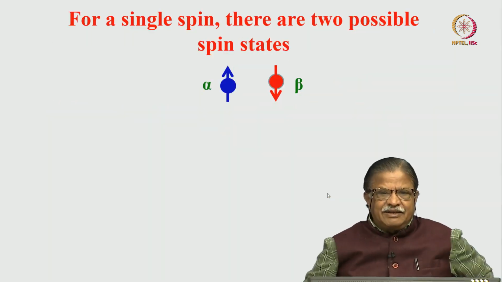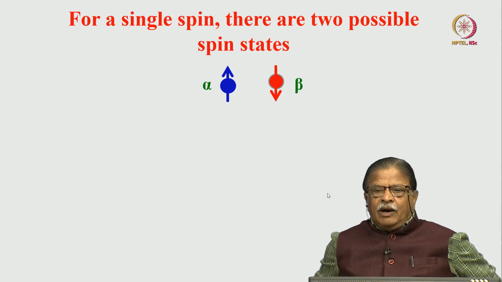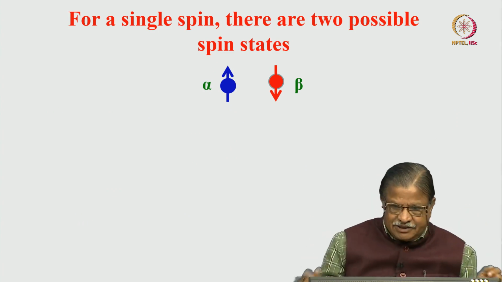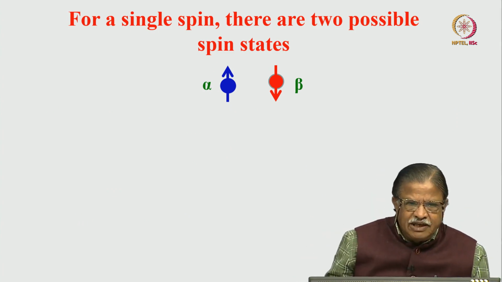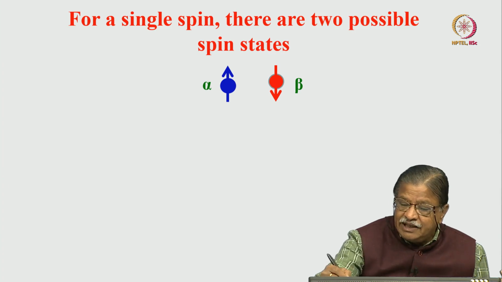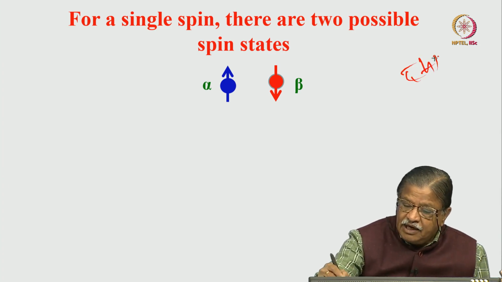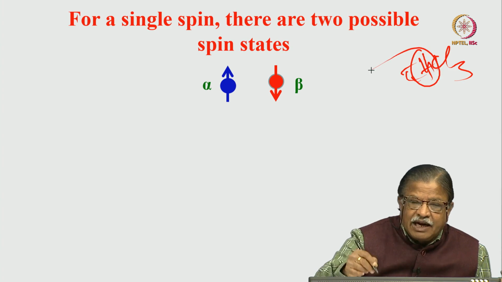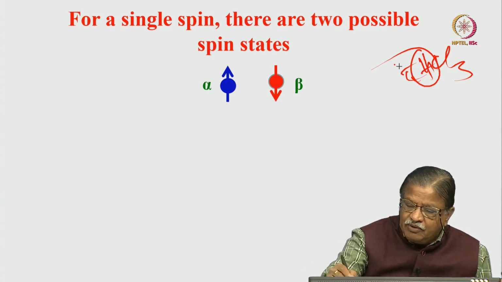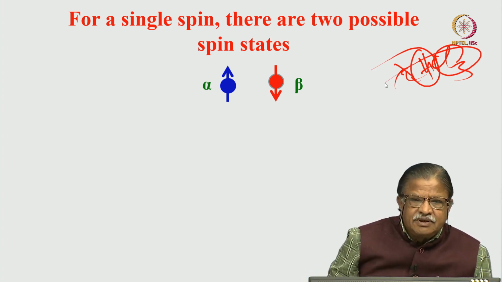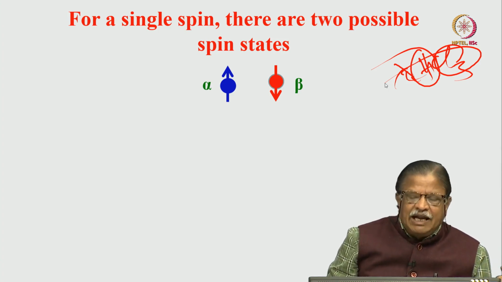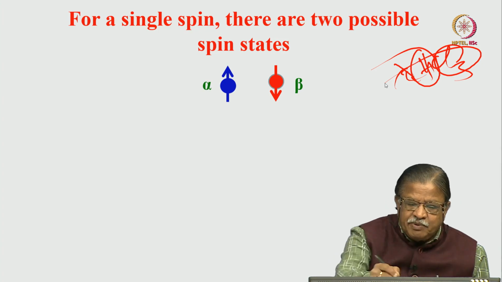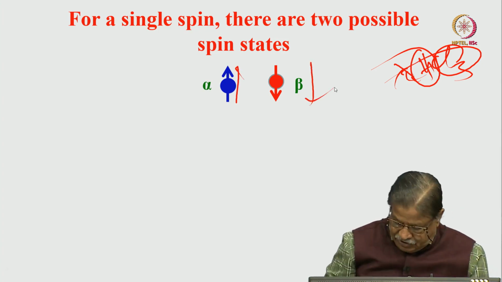Now we will consider a single spin and the possible orientations we discussed. I took the example of CHCl3 earlier: one isolated proton, do not worry about coupling with other things, has only 2 spin states because this proton can have an alpha state, spin up, or a beta state, spin down.